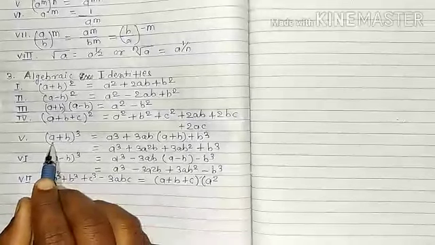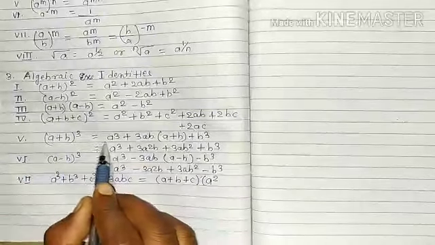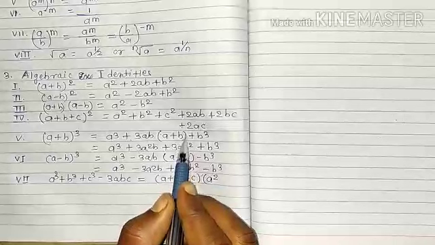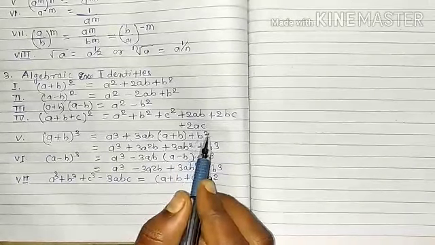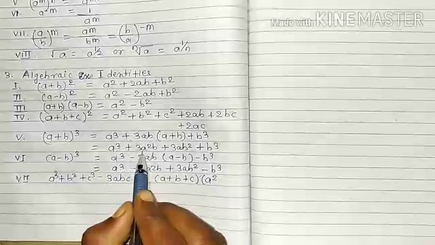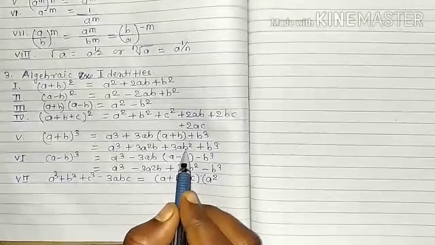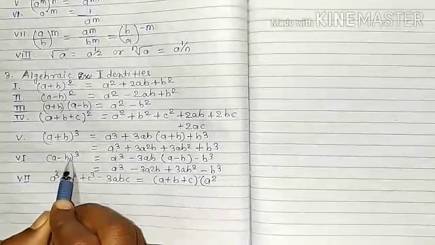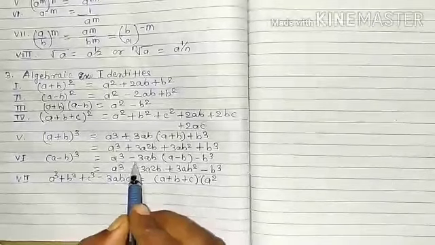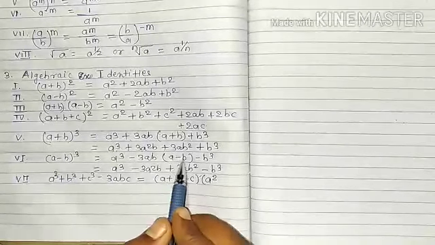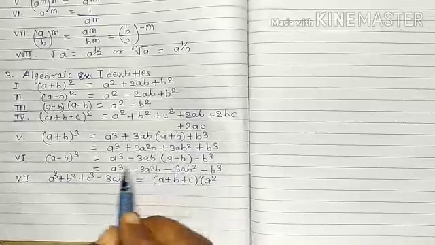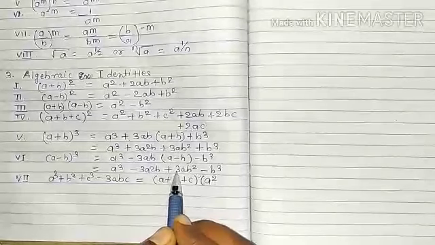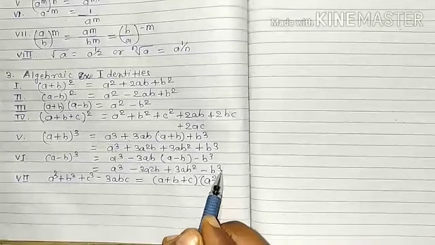Fifth identity, a plus b whole cube equal to a cube plus 3ab into a plus b plus b cube, which is equal to a cube plus 3a square b plus 3ab square plus b cube. Sixth identity, a minus b whole cube equal to a cube minus 3ab into a minus b minus b cube, or equal to a cube minus 3a square b plus 3ab square minus b cube.